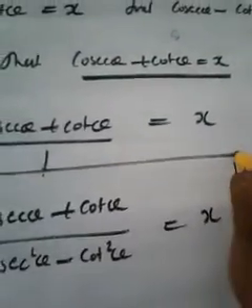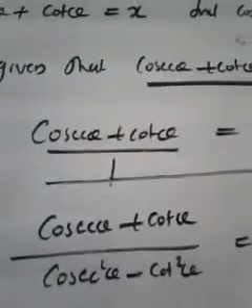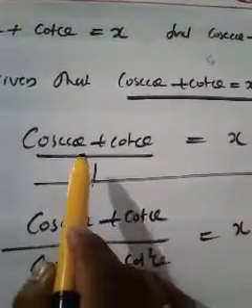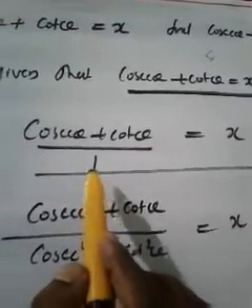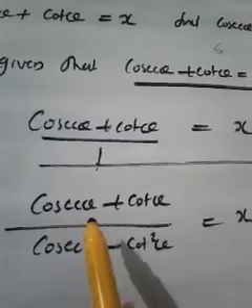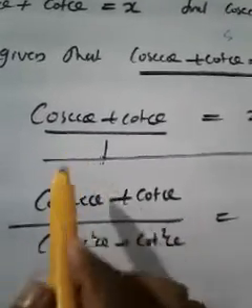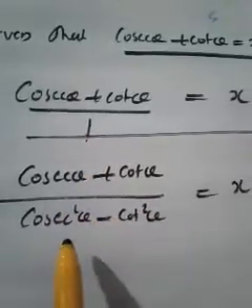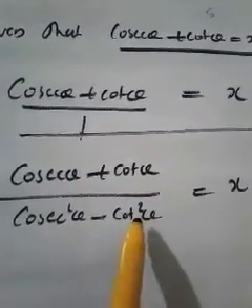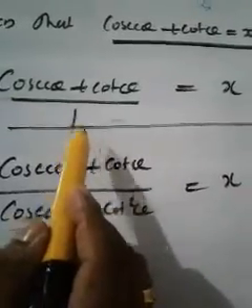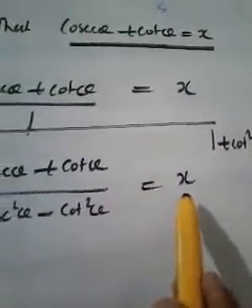So we consider the given thing, and to the LHS side I give the denominator 1. No problem, because every number can be represented as that number by 1. Now the numerator I maintain as it is, and instead of 1, I replace cosec square theta minus cot square theta. Why? Because cosec square theta minus cot square theta is also equal to 1. That's why the right side x as it is I maintained.